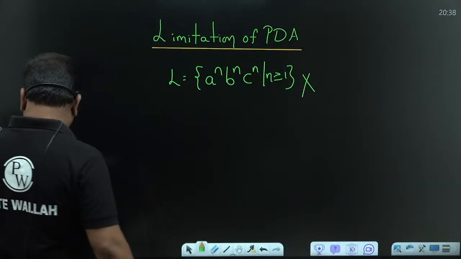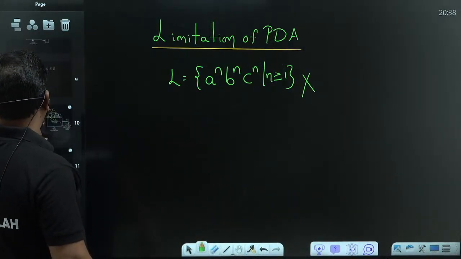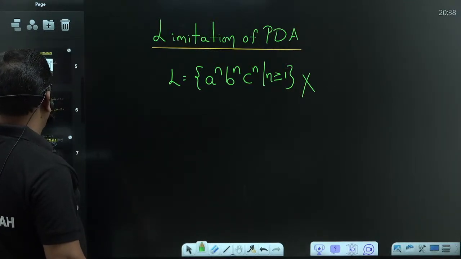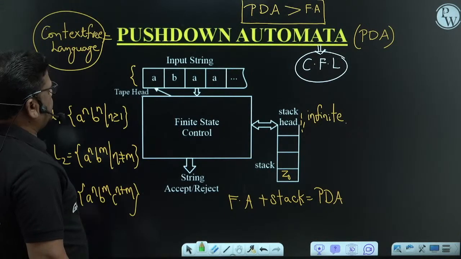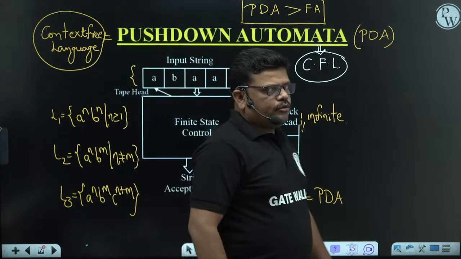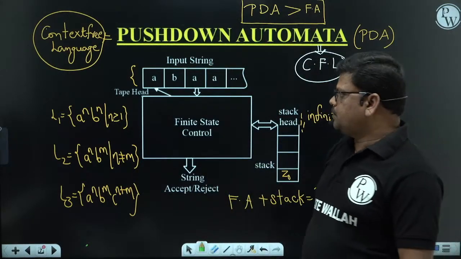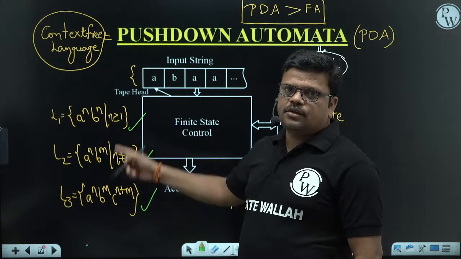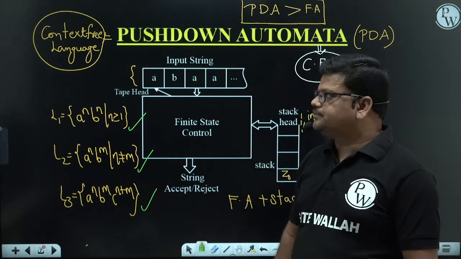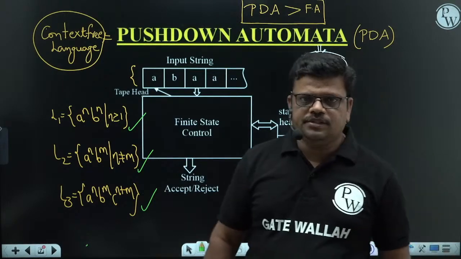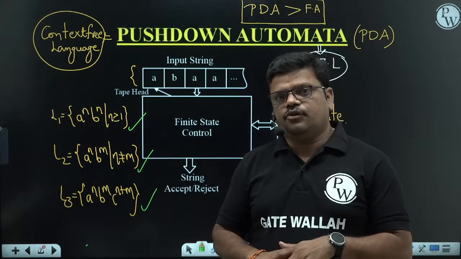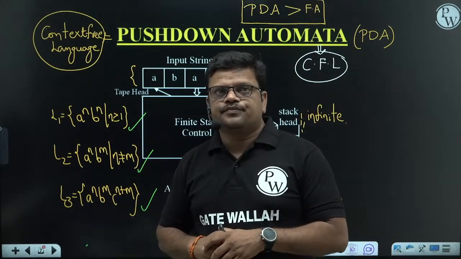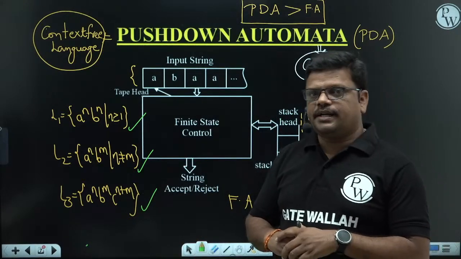So let me recap what we studied. Pushdown automata is a more powerful machine than finite automata because it is accepting languages like this, even though these are not accepted by finite automata. Languages accepted by pushdown automata are called context-free languages, which are more powerful than regular languages. So PDA is a powerful machine compared to finite automata.